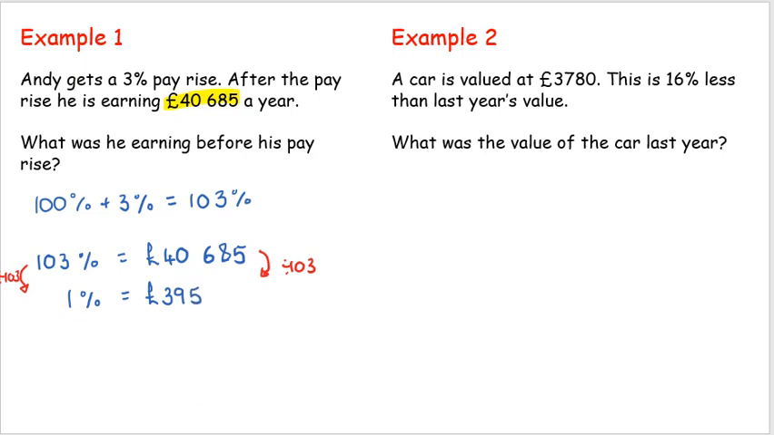Okay, but remember what we're trying to work out. We're trying to work out what the original amount was, so what the 100% was before we added that 3% on. So we need to go back up to 100%. The way we do this is we take our 1% and multiply it by 100. And if I do that to one side of my equation, I need to do the same to the other side. So let's see what 100% represents. So his original amount, 100%. Well, again, we don't really need to use a calculator for this one. We just need to multiply this by 100. So we end up with 39,500.